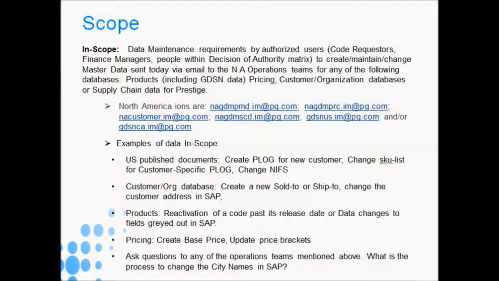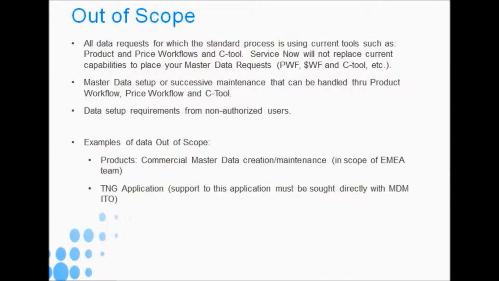A more detailed list is to be provided in the Excel file on the SharePoint. Out of scope: all data requests for which the standard process uses current tools such as product and price workflows and CNF. ServiceNow will not replace current capabilities to place your master data requests. Master data setup or successive maintenance that can be handled through product workflow, price workflow, and cTool.